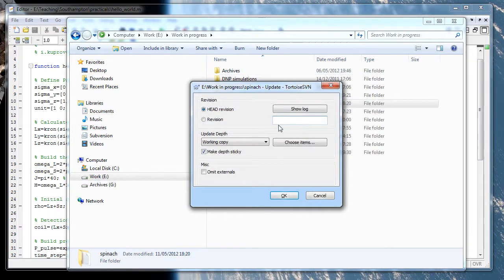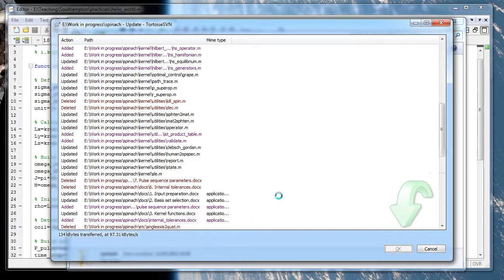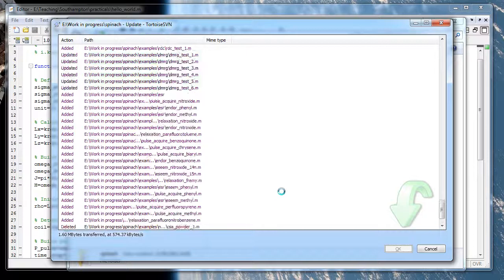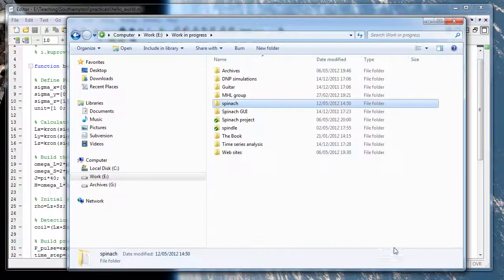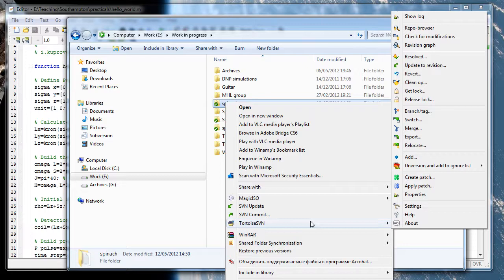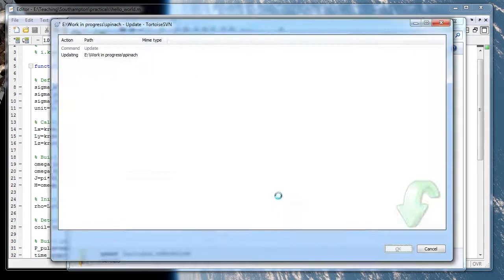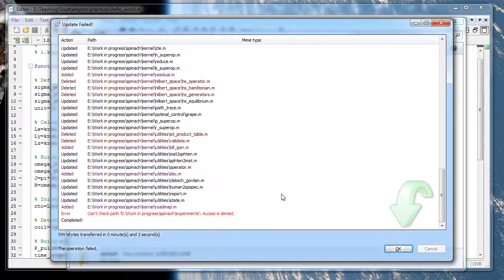So update to revision, and let's say I would like to update to revision 10.24. That is the previous revision of Spinach that's currently online. And what it will do is it will just change everything to exactly how it was at that exact point in time. So when I'm talking to the user, I can actually see exactly what it is that he's having a difficulty with, exactly the code that he's having at his desktop. And when I'm done with that, I just say update again to the latest head revision here, and it updates to the latest version that we are currently working on.